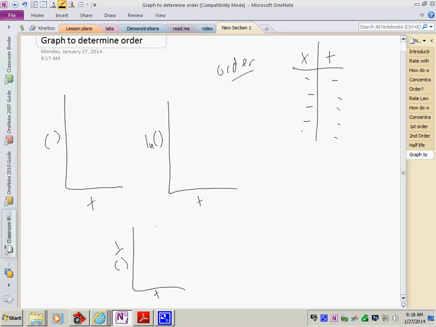You don't actually have to do it, just explain. I would graph all 3, indicate how you would graph them, and the one that gave you the straight line would be the order. So this one might look like this, one might look like this as well, and all of a sudden this one ends up being straight as an arrow. Therefore, this reaction is second order.